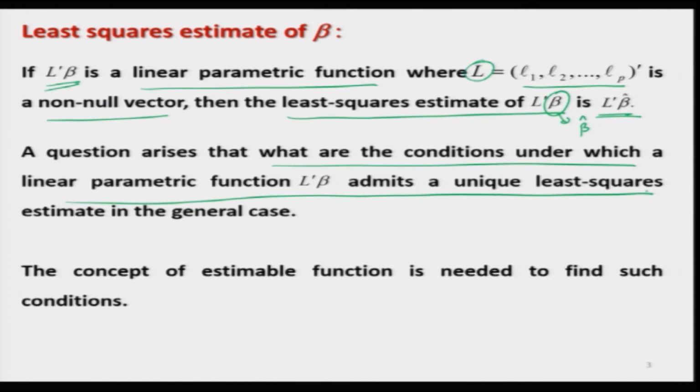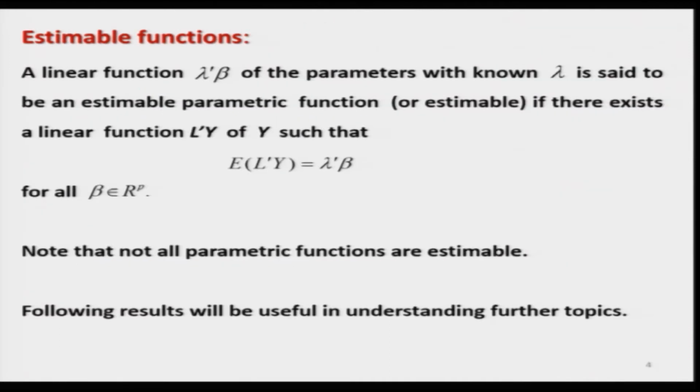Now, a natural question arises: what are the conditions under which a linear parametric function L transpose beta admits a unique least square estimate in the general case? How can you ensure that L transpose beta hat, where beta hat is the least square estimator of beta, is going to give you a unique estimator? In order to explore this, we need the concept of an estimable function, and using this concept we can find such conditions. So, the first question is, what is an estimable function?